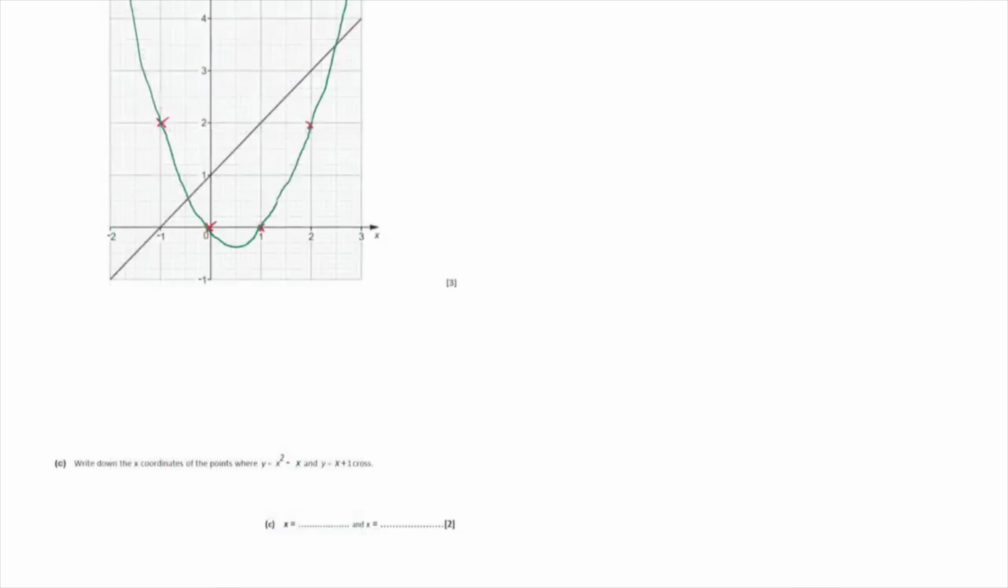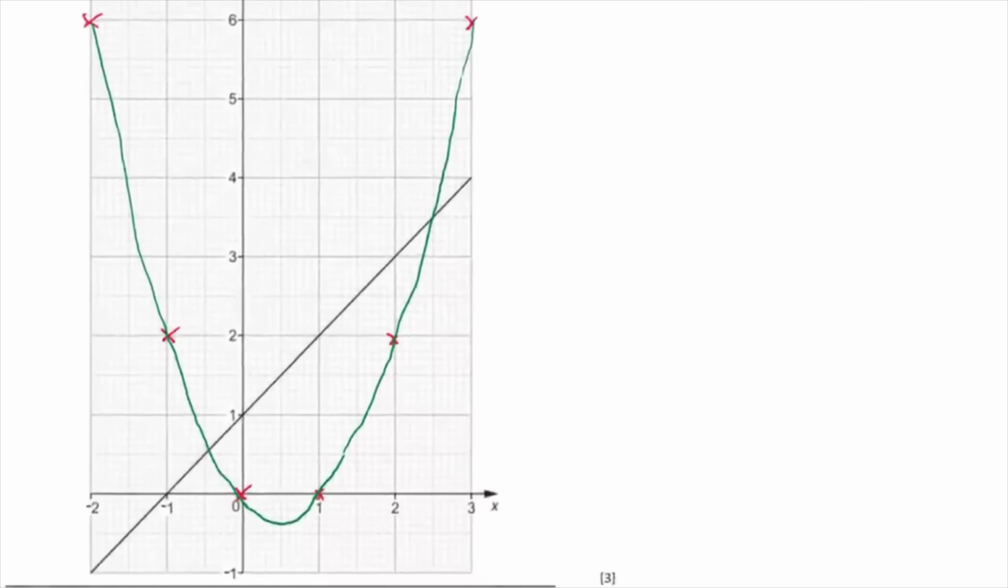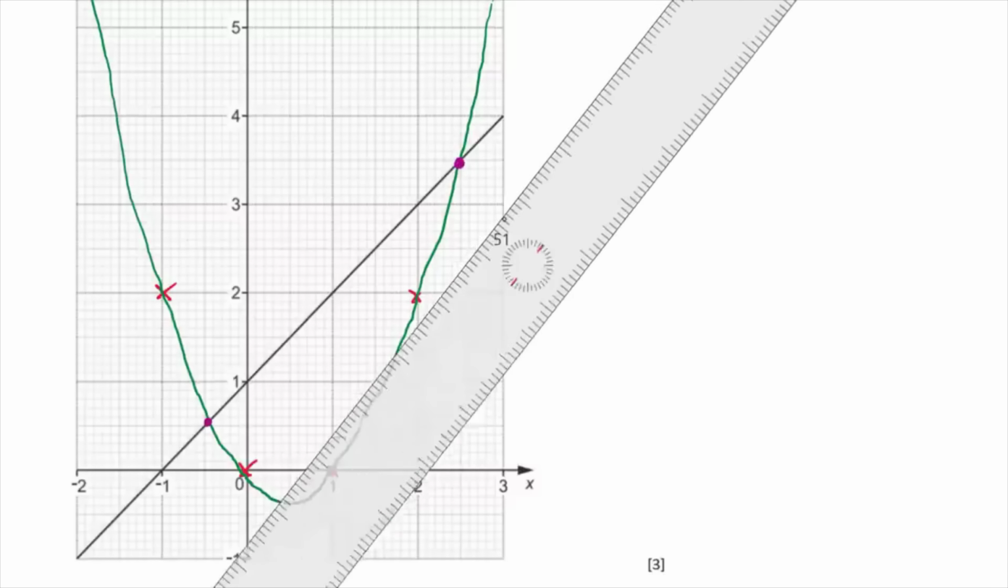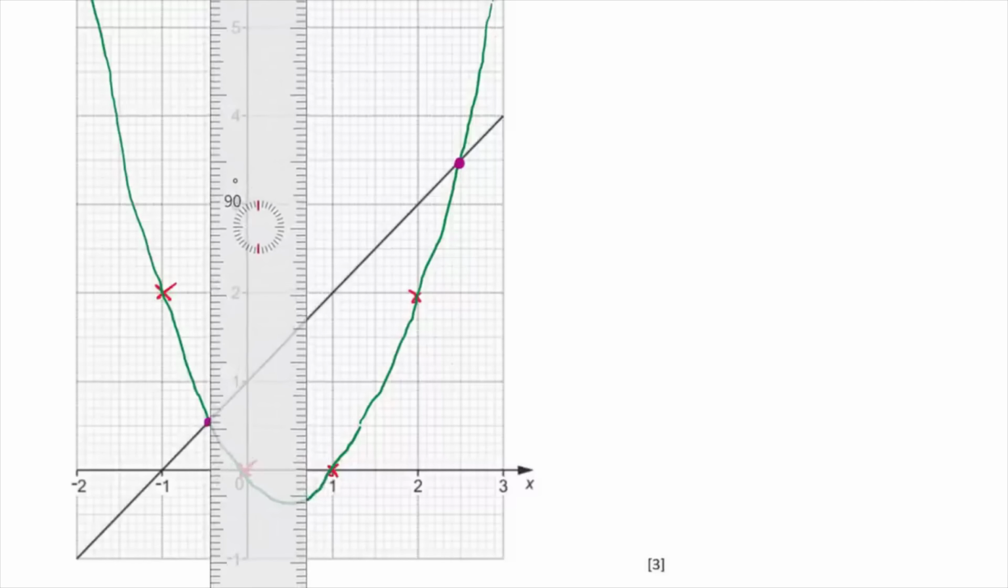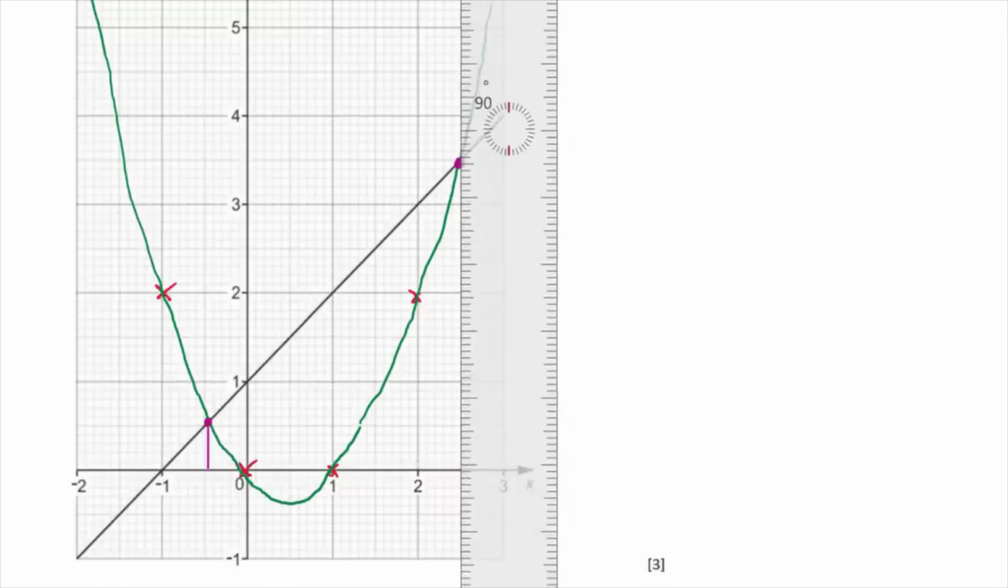Now the last part says write down the x coordinates of the points where the two graphs cross. Now you can see they cross in 2 places. They cross here, look, and here. Now we want the x value, so if I just get a ruler and read down to the axis, it's probably the easiest thing. Over here.